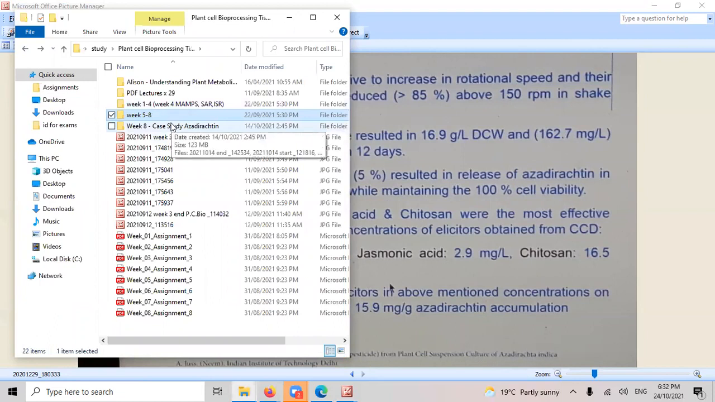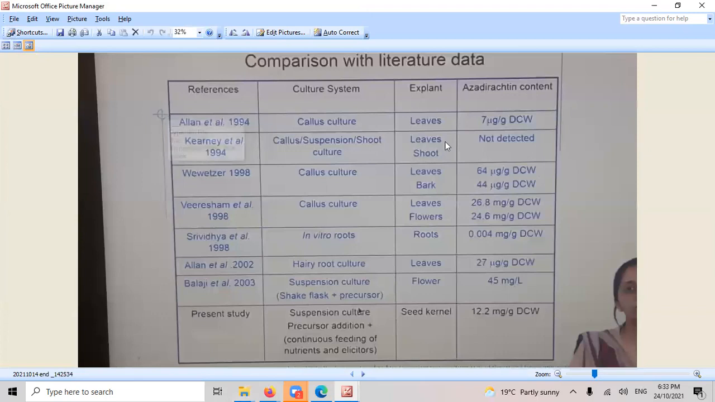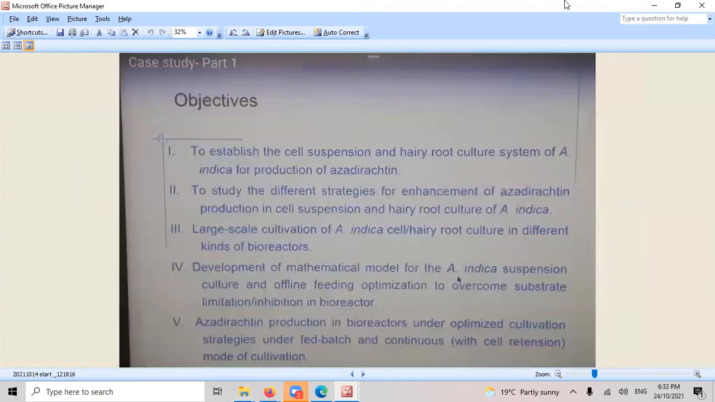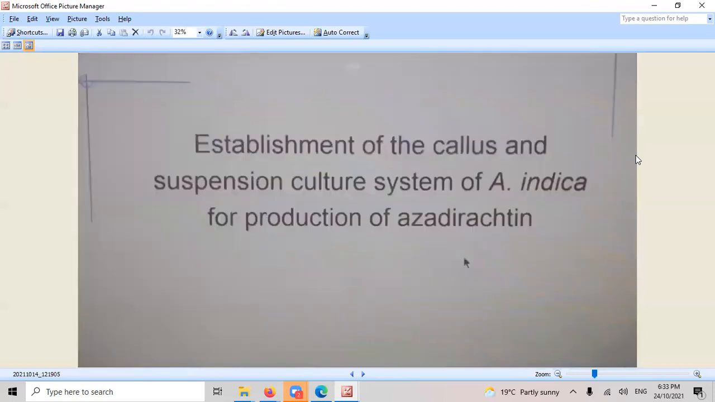Let me show you the case study. Oh, there are some assignments. Do you want to have a look at it? A case study. What's the end? Objectives. This is a case study: azadirachtin, the main constituent in neem seed, and this is secondary metabolite extraction from plant tissue cell culture of neem.